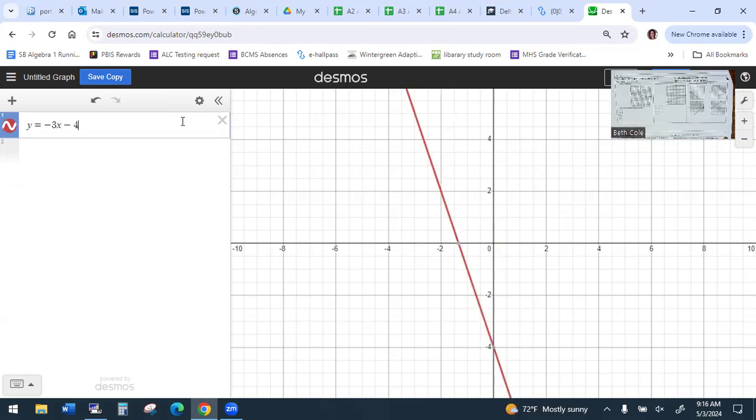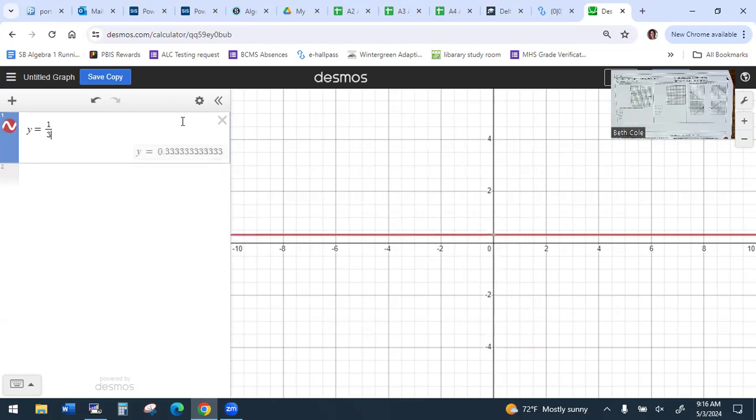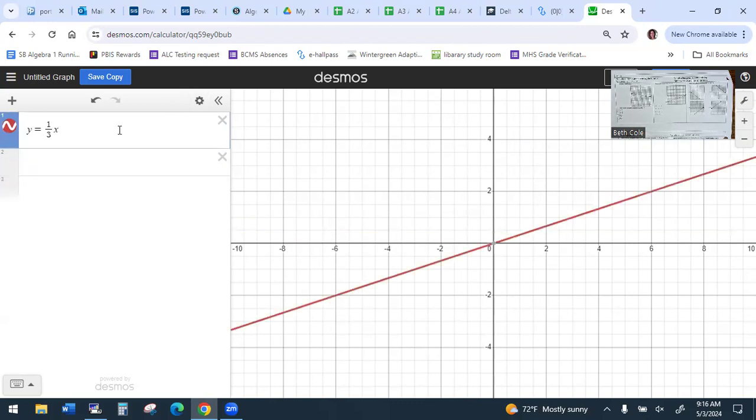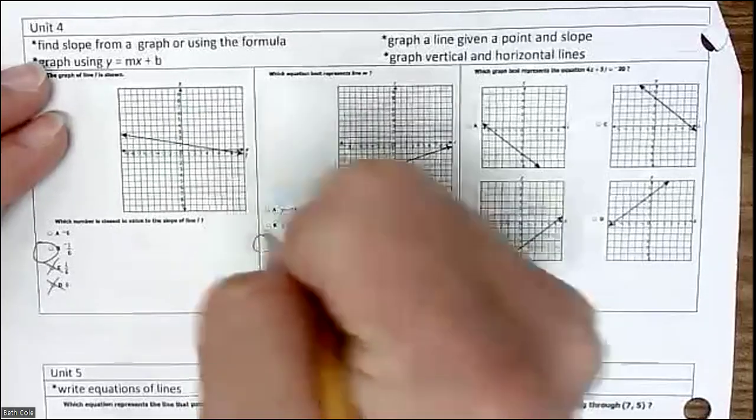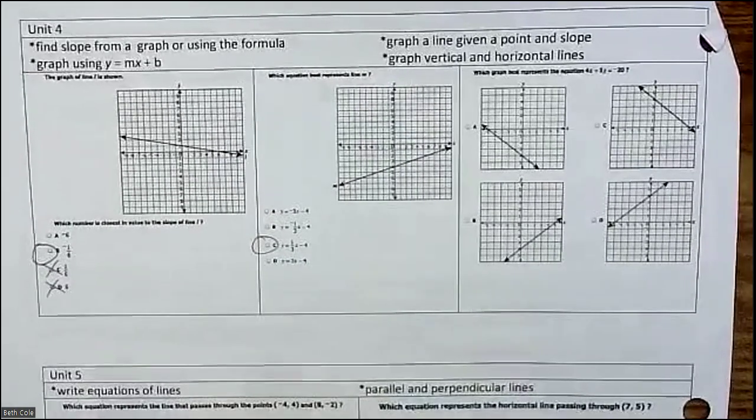All right, let's see if you're right. Does that one look like the line? The one I just typed, or you guys think it's C? Well, let me type in C. 1/3 X, minus 4. Does that one look like the line? C as in car. C is correct. Good job. Now, how did you do that without me typing them in? Because you are very smart.